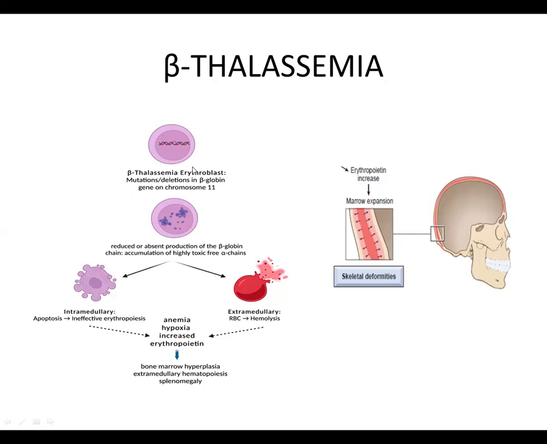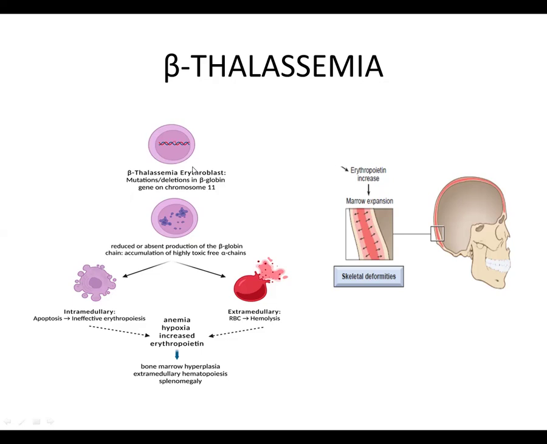Also, in the RBCs that are present in the peripheral circulation, when alpha chains precipitate, they lead to membrane damage and hemolysis. So, because of ineffective erythropoiesis and because of hemolysis, there is anemia, which results in hypoxia and compensatory increase in erythropoietin. Erythropoietin, when it is increased, leads to hyperplasia of the bone marrow.